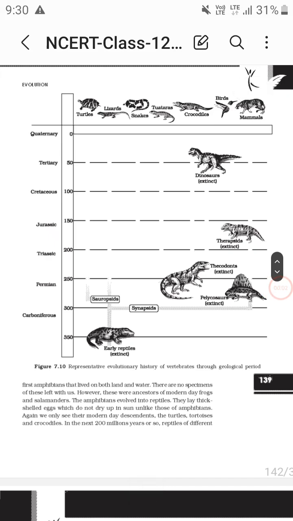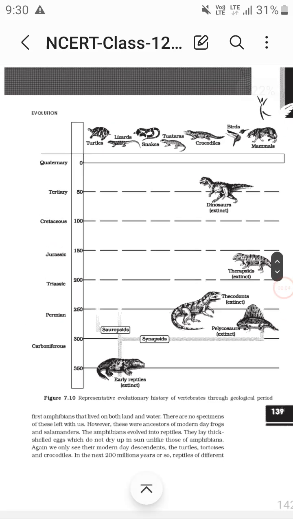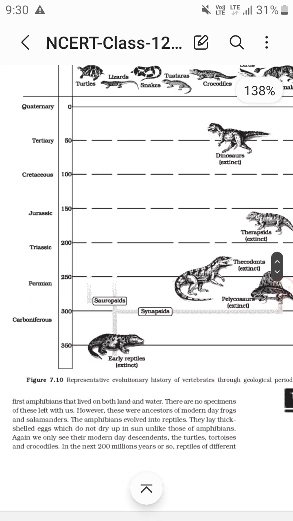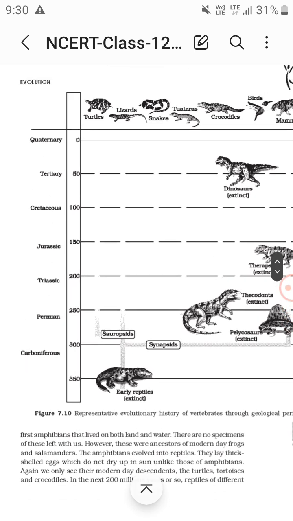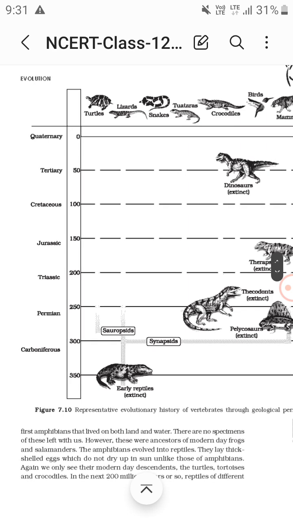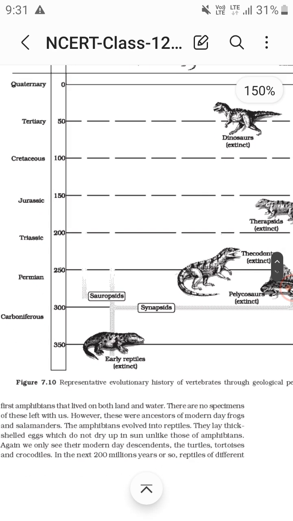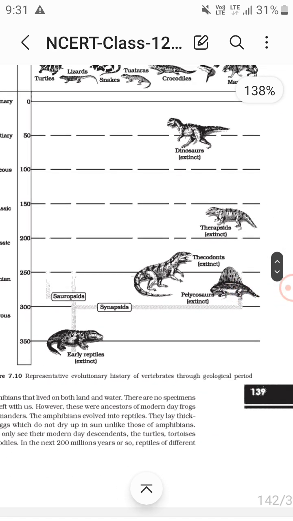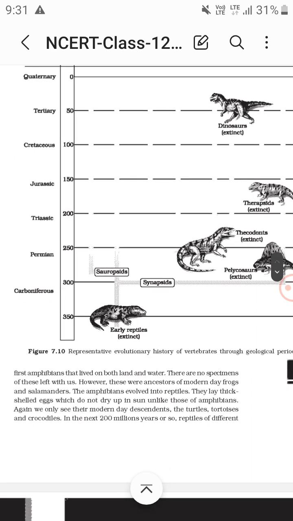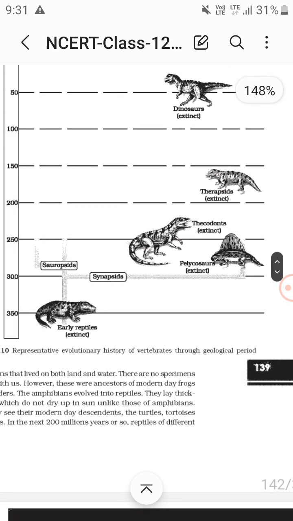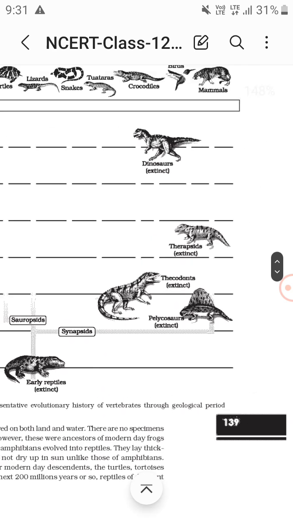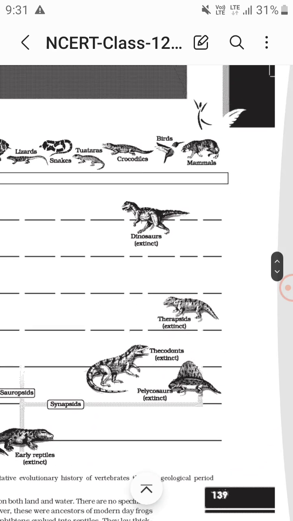Presented the evolutionary history of vertebrates through geological periods. First, the early reptiles that went extinct, then this leads to synapsids, and on the top the sauropsids in the Permian period. Then in the Carboniferous period, early reptiles lead to the synapsids, which lead to the Pelycosaurs that went extinct, then therapsids, and then mammals.